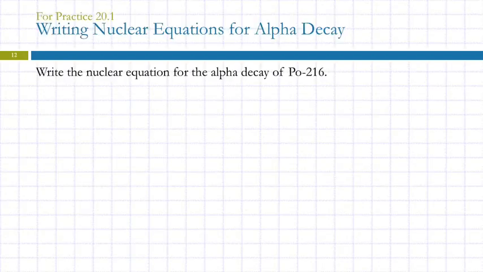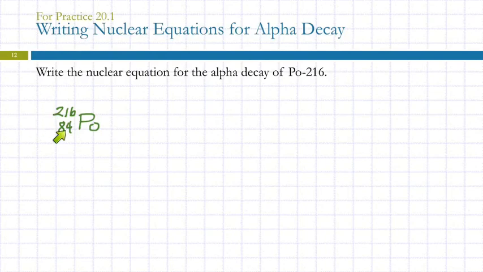Okay, so let's write the nuclear equation for the alpha decay of polonium-216. We start by writing the nuclear symbol for polonium-216. That's Po. 216 is the mass number, which goes as the superscript. We'll find polonium on the chart, and it's element number 84, so 84 is the subscript.